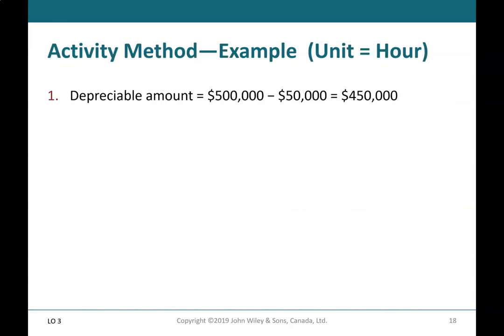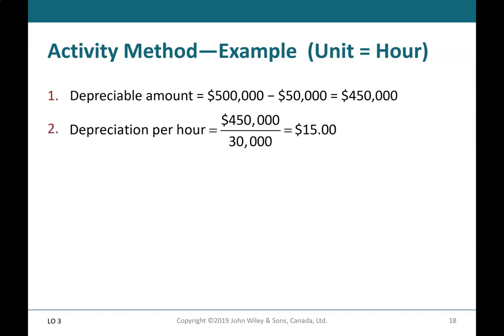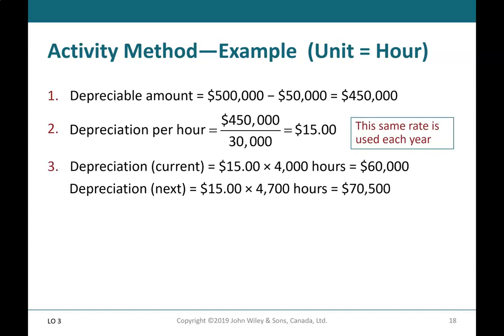Activity method example, unit equals hour. 1. Depreciable amount equals 500,000 minus 50,000 equals 450,000. 2. Depreciation per hour equals 450,000 divided by an estimated 30,000 hours equals $15 per hour. This same rate is used each year.